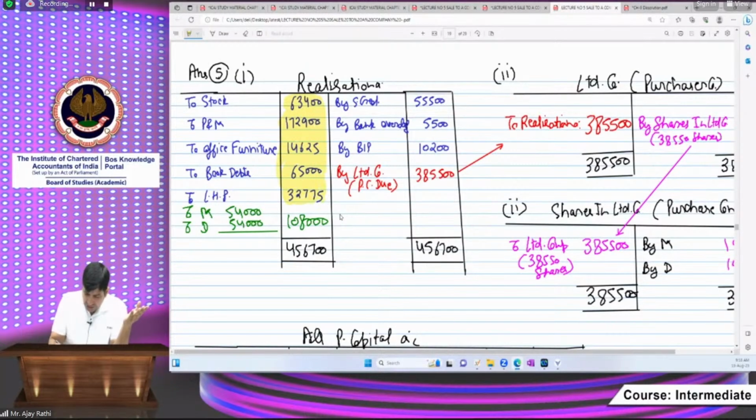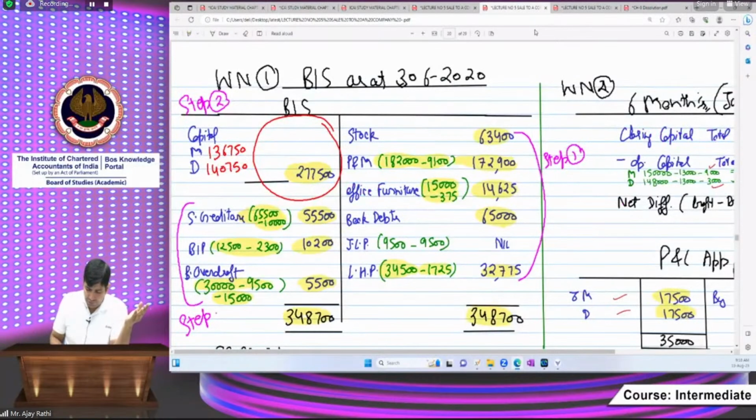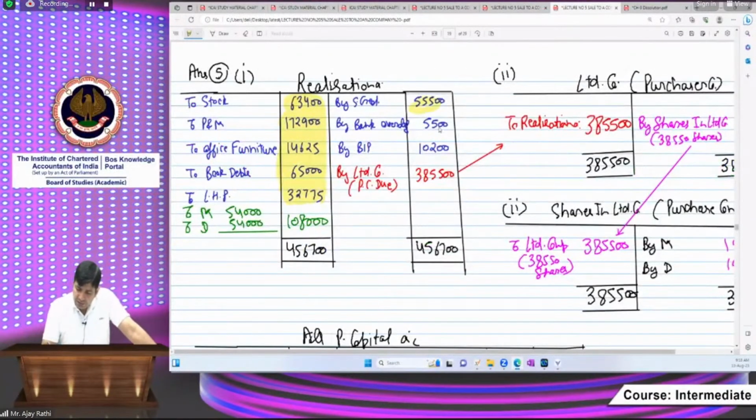So these are the assets. But again, from the updated balance sheet, you are transferring the liabilities also. Creditors will be transferred, bills payable will be transferred, bank overdraft will be transferred. So beta, please transfer. These are the liabilities which have been transferred to the realization account.